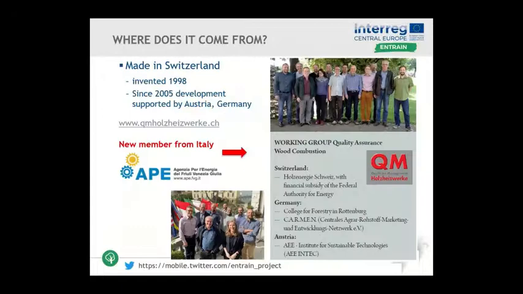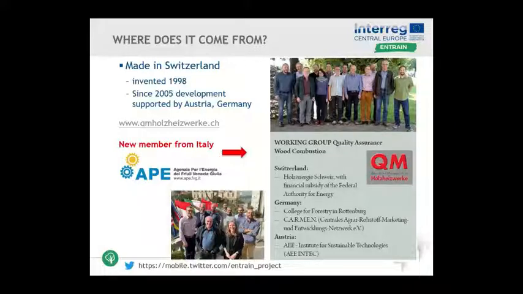Next, so where does this come from? Initially, it was made in Switzerland. So this whole QM system was invented in 1998. Since 2005, the development is also supported by Austria, Germany, and we are very glad, and it's a real highlight of the ENTRAIN project, that we have a new member from Italy now.